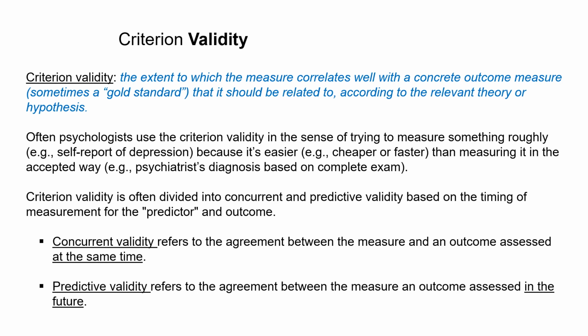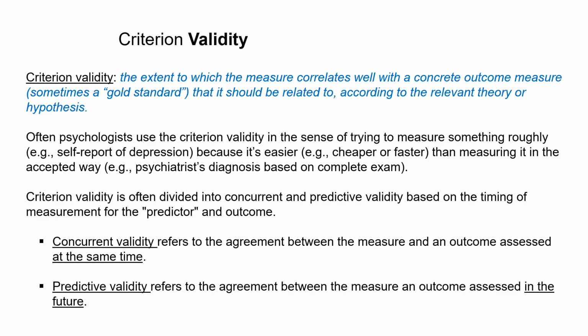Now, quite often, the line between concurrent and predictive can be fuzzy. If I measure self-report depression and then immediately do the psychiatrist diagnosis, technically that's predictive, but they're close enough together that we would call it concurrent. If I measured the self-report and then a week later you did the psychiatrist diagnosis, then that would be predictive.